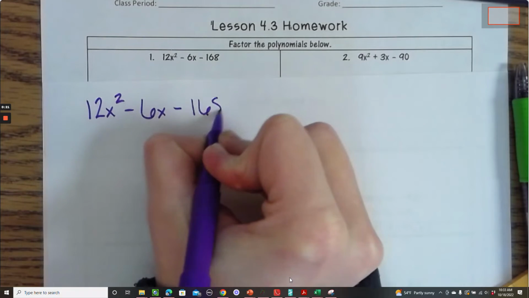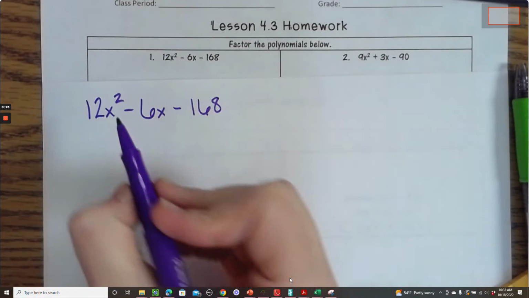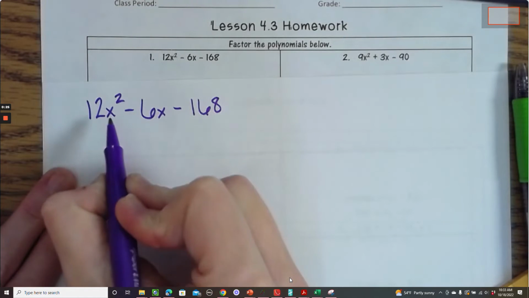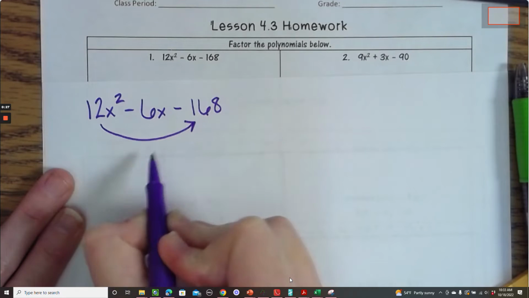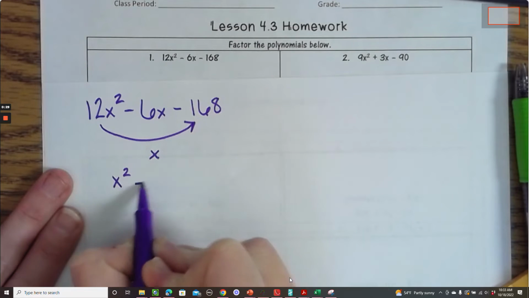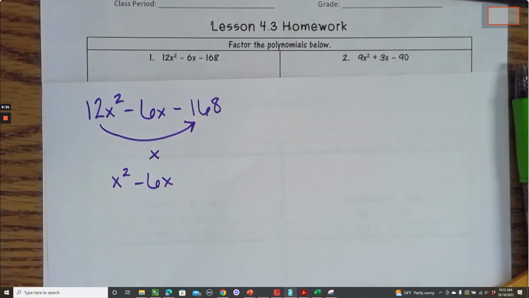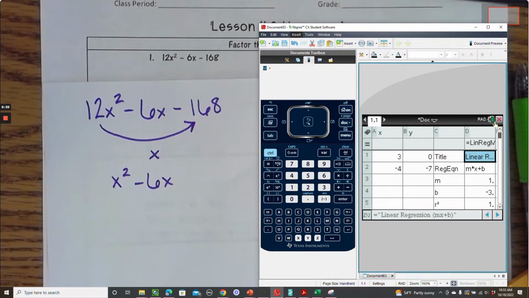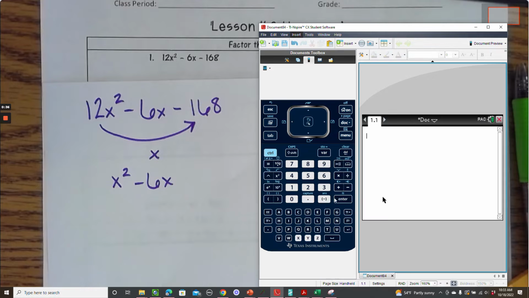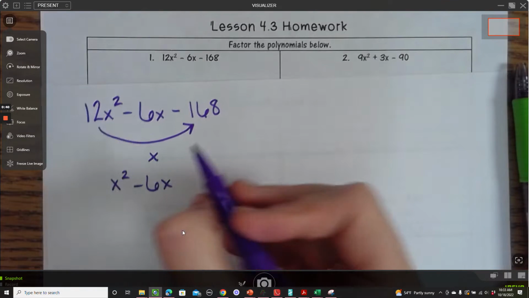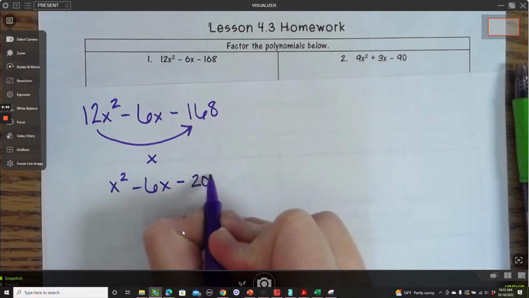All right, I want to make this a basic trinomial. So I'm going to slip the 12 to the end and multiply. So I'm going to do negative 168 times 12. What is that? I'm not doing it in my head today. Negative 2016.